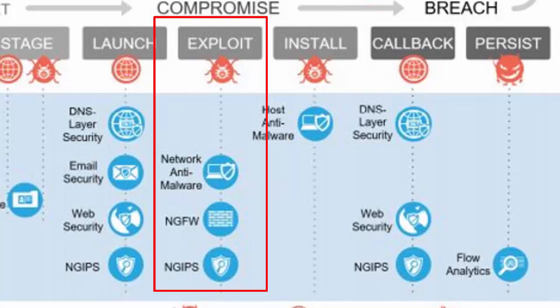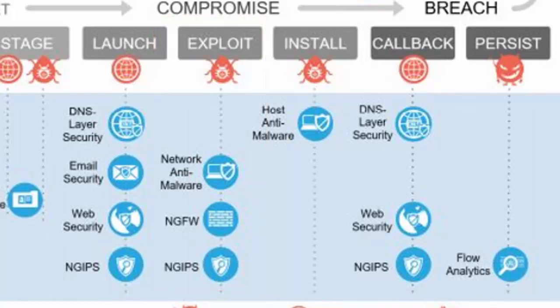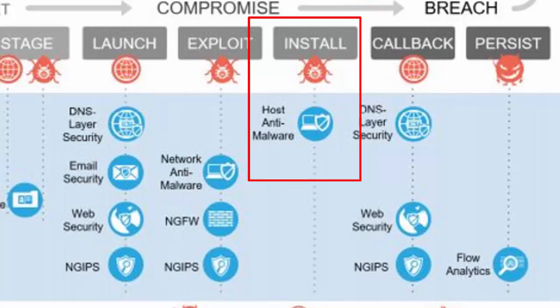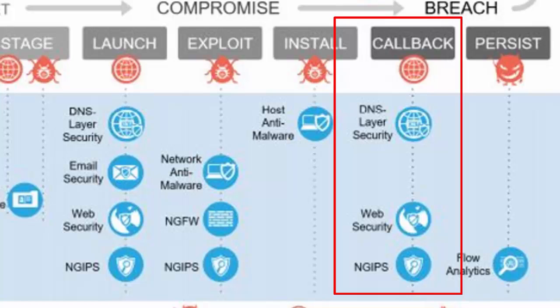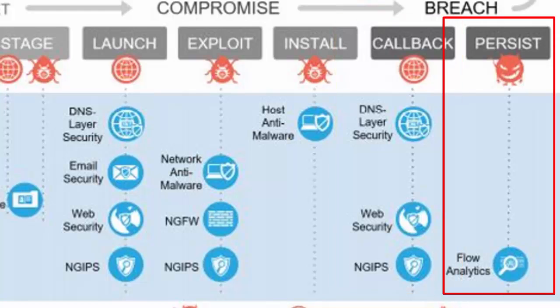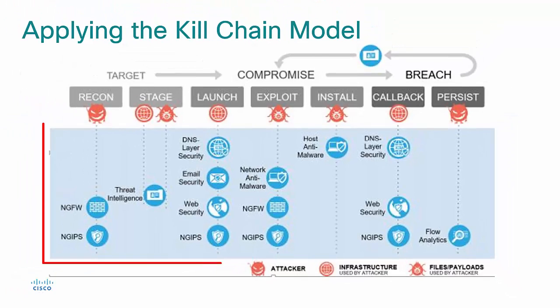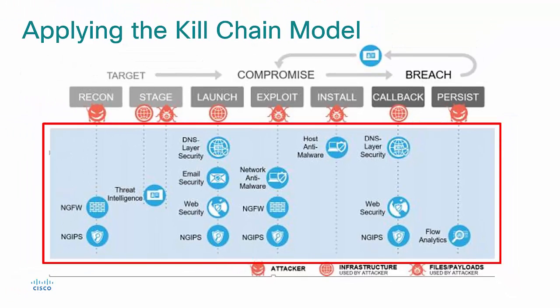In the exploit phase, in addition to firewall and IPS tools, we can also deploy network antivirus tools. And moving over to the install phase, host-based anti-malware can inspect files for ransomware and viruses, and can even quarantine and remove those files. In the callback stage, or command and control phase, DNS layer security can block known malicious domains and break that C2 callback link. And finally, in the persist phase, we can deploy network monitoring and flow-based analytics to identify and alert on abnormal traffic flow. Notice that some of the capabilities are utilized multiple times across the various stages.